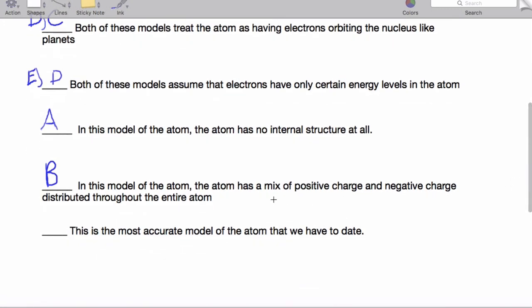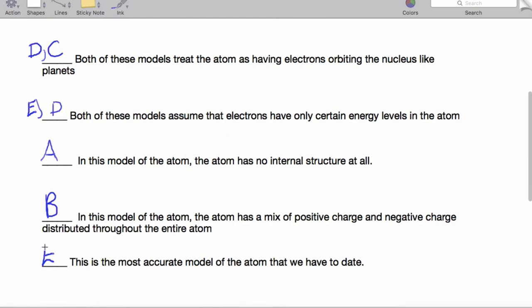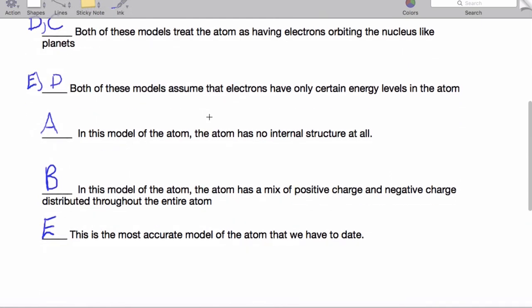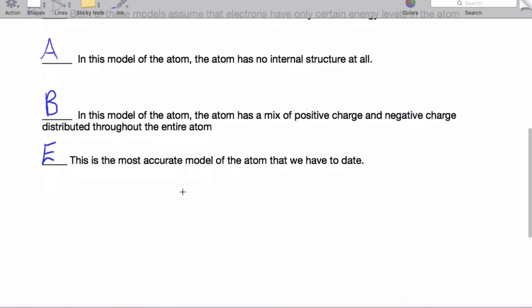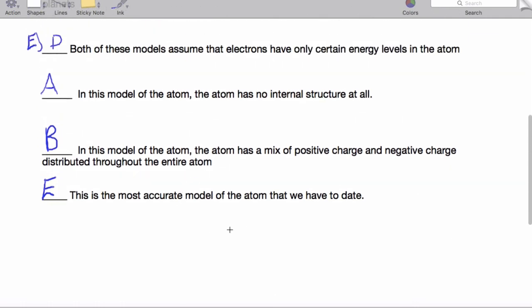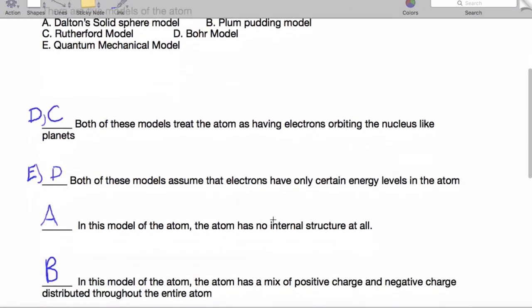And then the very last question, the most accurate model of the atom that we actually have to date is, in fact, the quantum mechanical model, E. That is kind of at the forefront of physics and chemistry as far as our models of atoms go. Forefront of physics has actually gone beyond the structure of the atom, but there's an entire branch of chemistry that uses this model in doing day-to-day calculations. So that is problem 5.